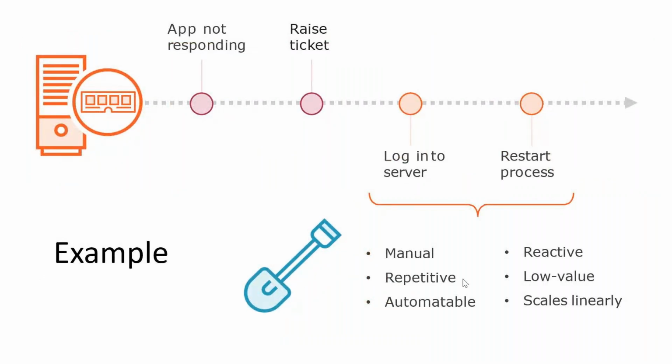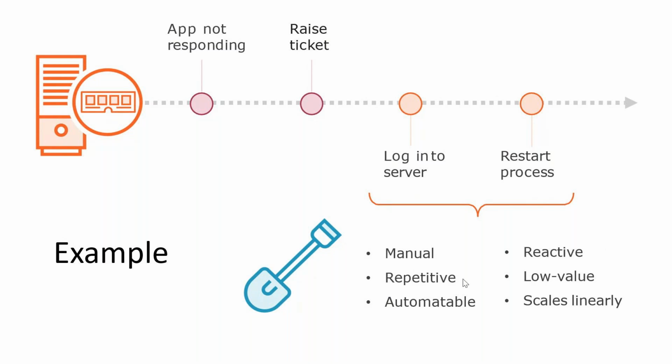Okay, so now how do we decide whether it's a toil or not? Let's understand with this example. There is one server which is not responding, so someone has raised a ticket saying the server is not responding. What you did, you log into the server, which is manual, repetitive work that can be automated, and you restart the process. Sometimes what happens, the server is not responding, you log in, restart the process, and it starts working. Correct? So is it a toil or not?